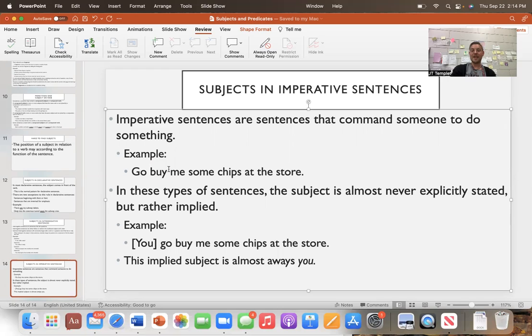In that case, it's implied that it's you, right? You never have to usually say it. You go buy me some chips, but that is the actual subject. It's never stated. It's just implied.